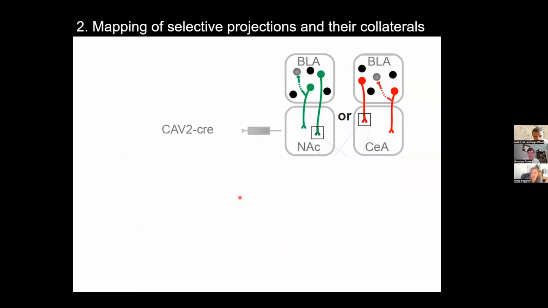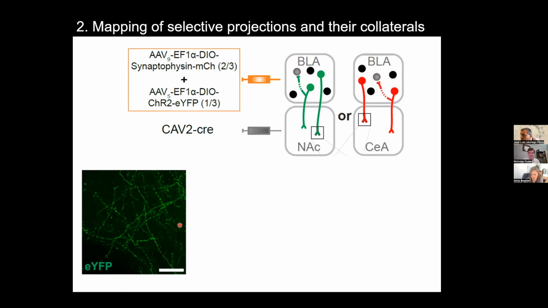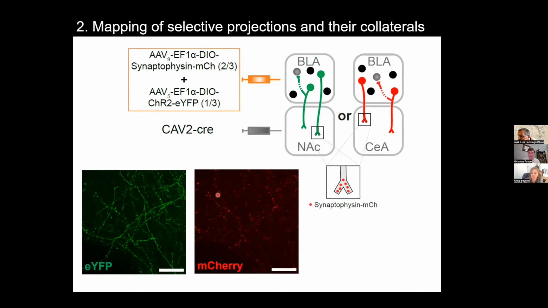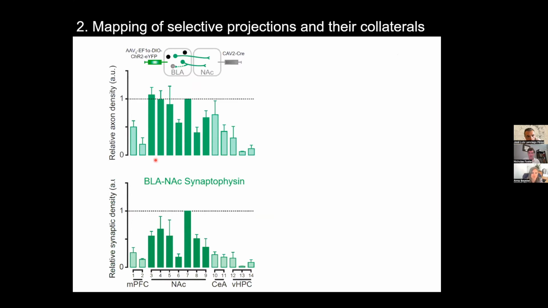For this approach, you still use a dual viral strategy, and you inject the retrograde CAV2-Cre virus in the downstream region. In the upstream region, the BLA, you inject a mix of the same virus as before, which will label the axons, and a virus expressing synaptophysin-mCherry, which will be targeted to the synaptic contacts. Then you will see the EYFP axons and the boutons, like the synaptophysin, from the synapses. With this approach, again, we use confocal imaging in the sections and quantify the relative density.